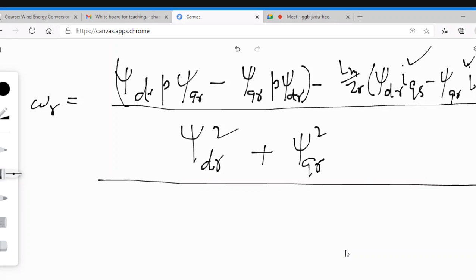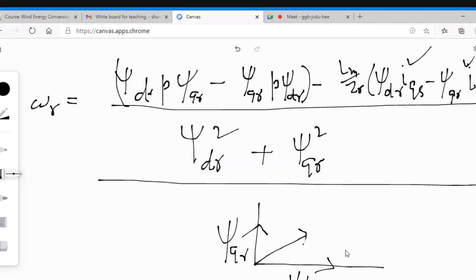Why open loop? That I will tell you now. Because in closed loop vector control, what happens is that you need to, this one is phi dr, this one is phi dr, and this one is phi qr, and this is the angle between phi r and phi dr, which comes out to be theta e.